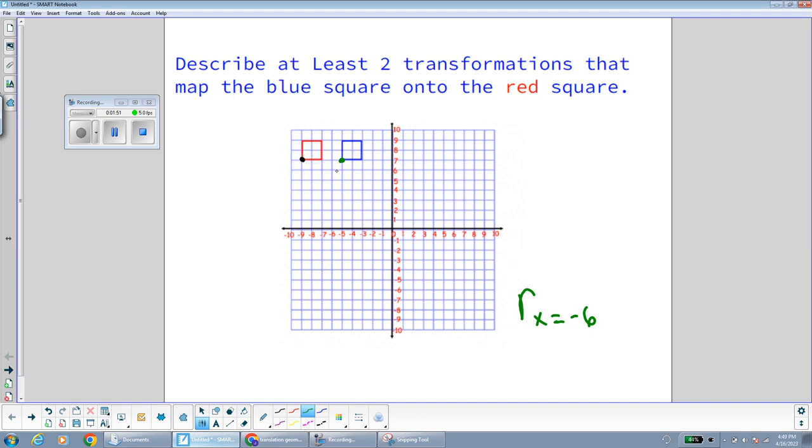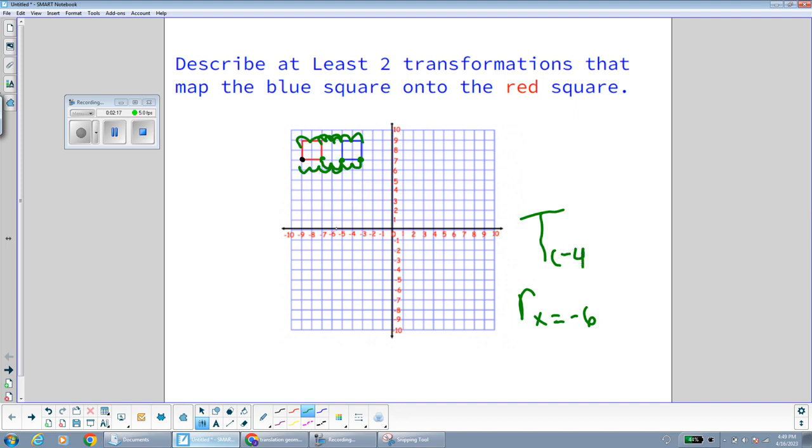There we go. 1, 2, 3, 4. This one would need to map onto here. 1, 2, 3, 4. So we would need to translate this shape to the left. That's along the x-axis. So that would be 4 units to the left.